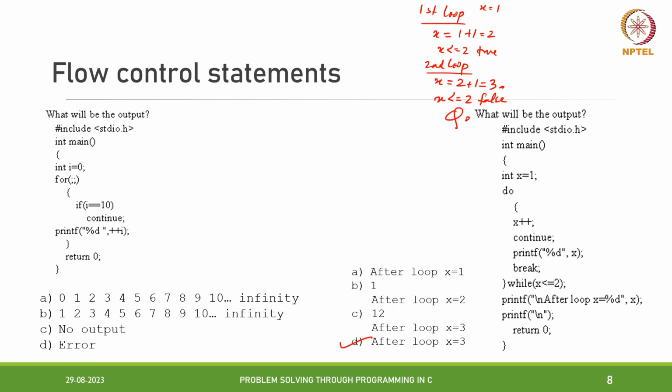Now we come back to this question. It is pretty similar to one of the previous questions you saw, apart from the fact that there was a break, and now there is a continue. So let's see what difference that makes. You have I, which is initialized to 0, and you have an empty for loop, and you are setting the condition that if I equals 10, then continue, and you are printing %d space and plus plus I, that is prefix. So what should be the output here?